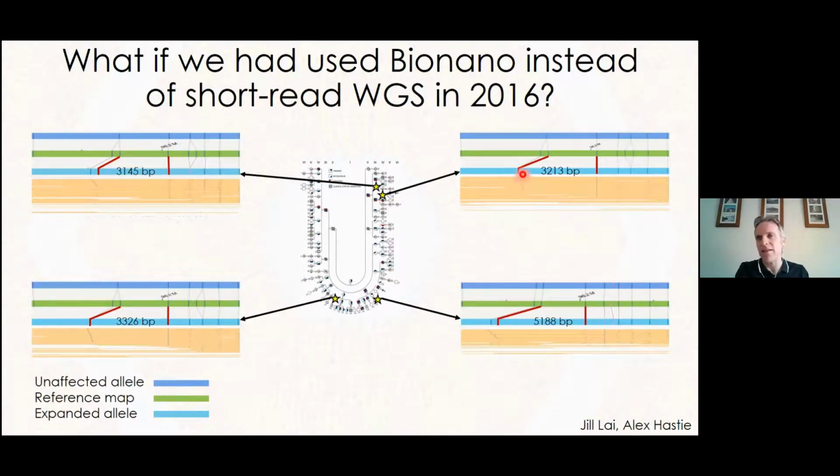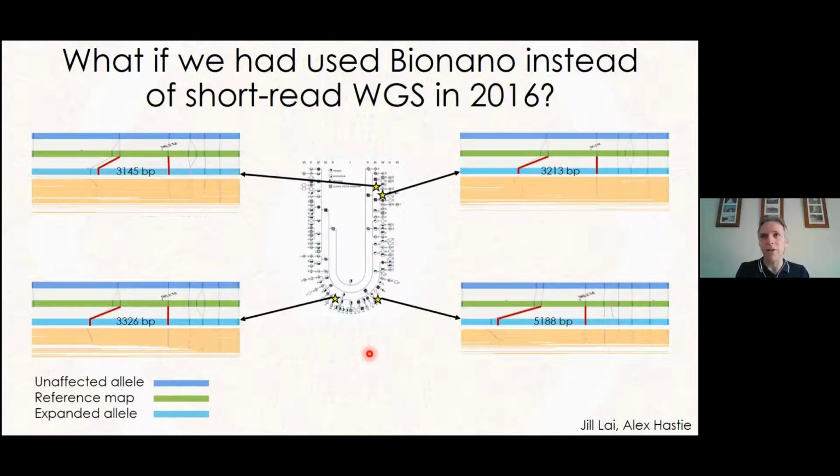And here you can see the typical mapping data. Of course, this is for chromosome 2. I've marked the unaffected allele in this darker blue, and the affected allele in this lighter blue, and the green is the reference map from Bionano. So on de novo assembly, we see that every one of these individuals has a repeat expansion on chromosome 2.